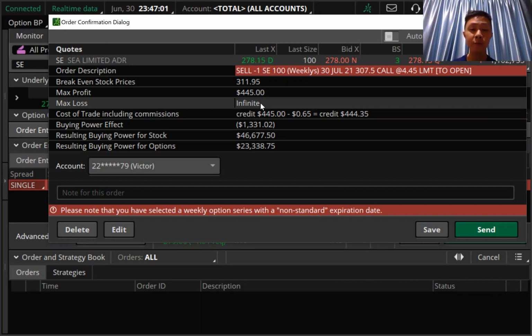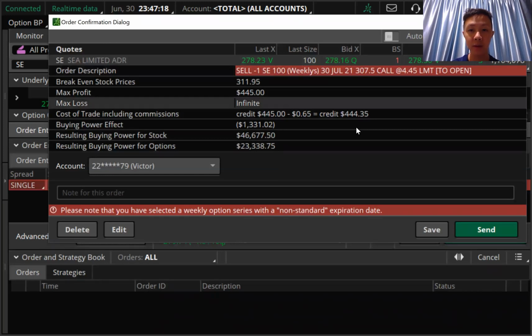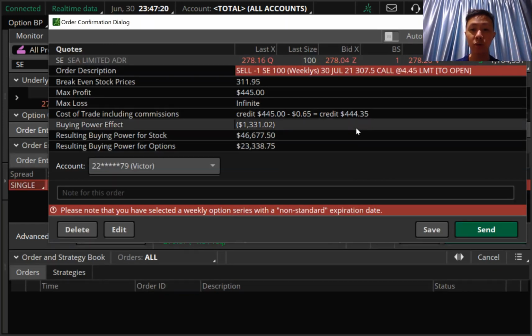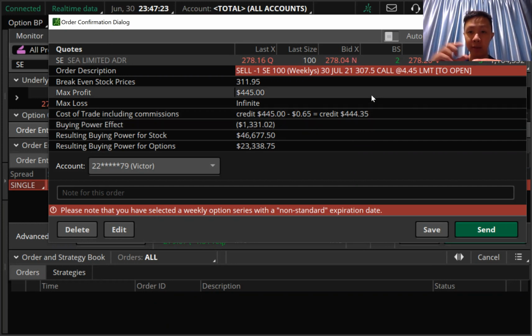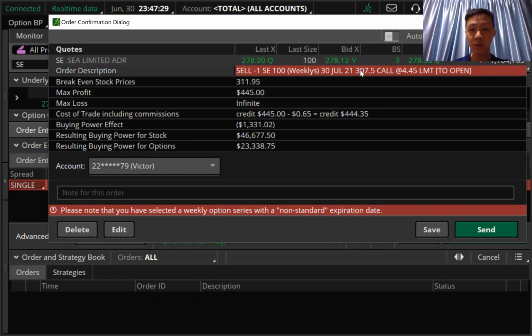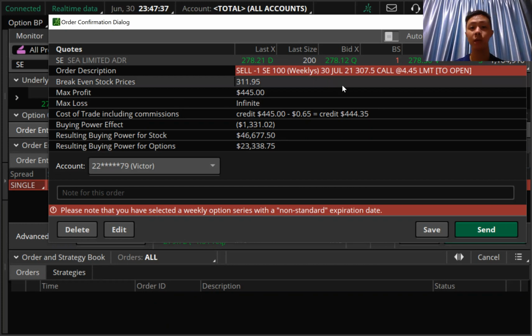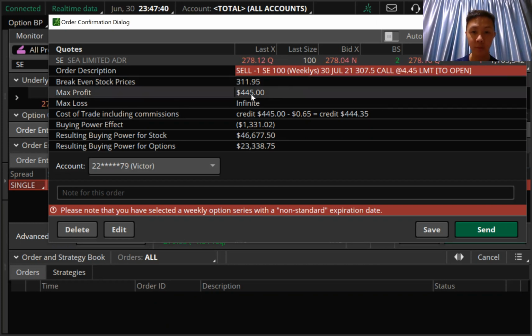It simply means that if SE trades beyond 307.5, 30 days later, you will have to sell your SE away. Sell your SE at how much? 307.5. If the stock runs up to 310, you will not have that difference. The price you will be selling at will be 307.5. So as long as the stock stays below 307.5, you still get to keep your stock and you keep the premium.